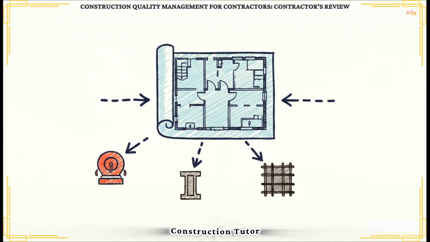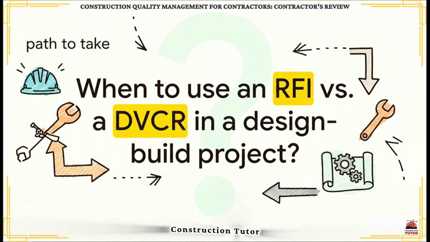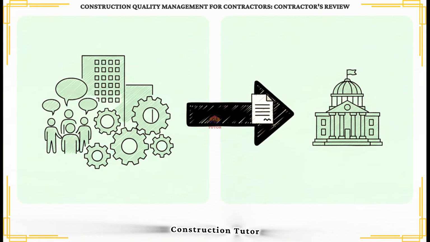Okay, this next one really hits on the heart of smart communication in a design-build project. Knowing which road to take here is absolutely crucial. So here's the key takeaway, the simple rule of thumb. Always start internally. If you've got a question about your own team's design, you use a DVCR. It's an internal question. It's only when the answer to that DVCR reveals that you truly need input from the government that you then escalate it to an official RFI. Internal first, external second. Always.